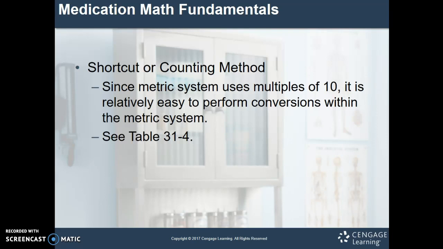So in this case, we went to the right, so we're going to add zeros, and we're going to add 3 of them to be exact. So 1,000 milligrams is equal to 1 gram. It gets a little trickier when you move the decimal from the right to the left.